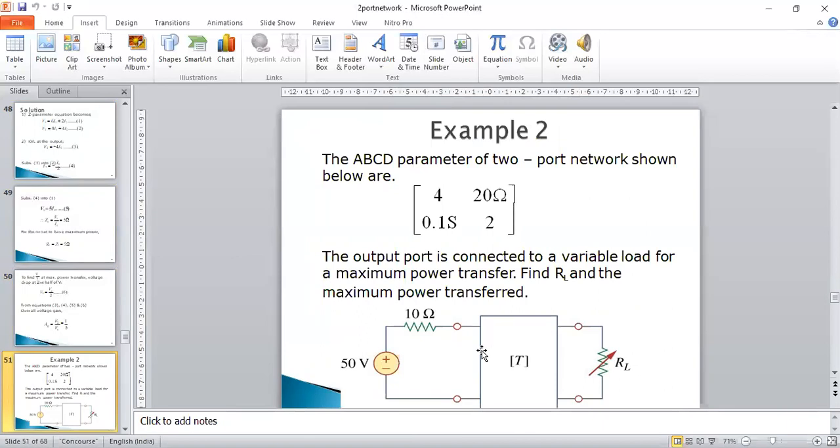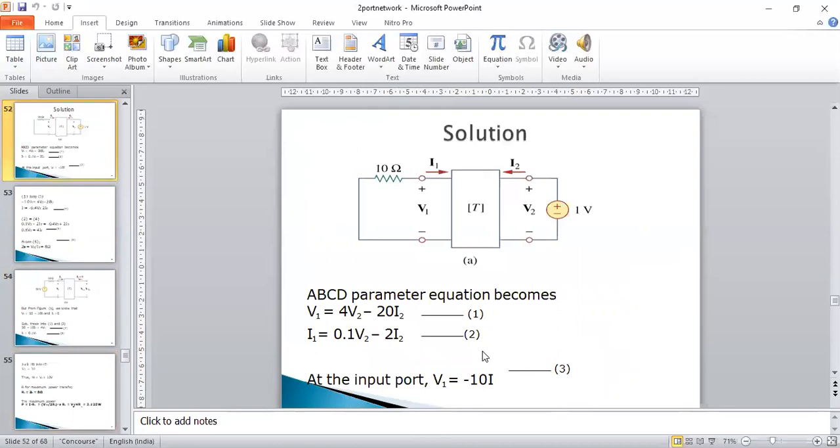Earlier we took the Z parameter. Now we take the ABCD parameter. The ABCD parameter of the two-port network is given like that. The output port is connected to a variable load for maximum power transfer. Find the RL and the maximum power of the given circuit. So, solution: we redraw the circuit.